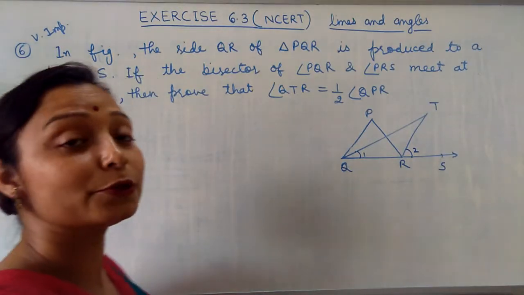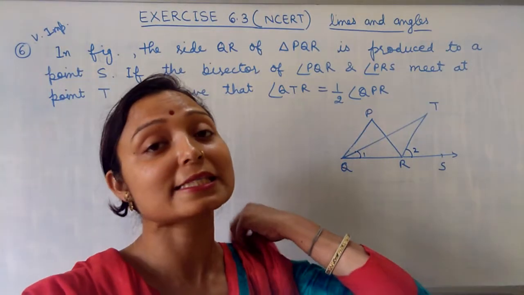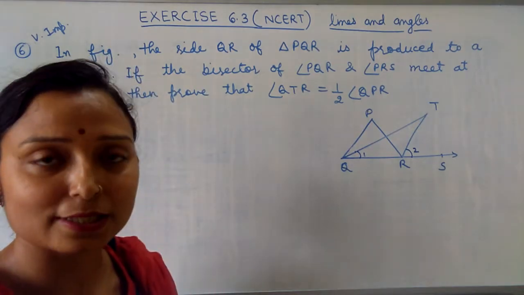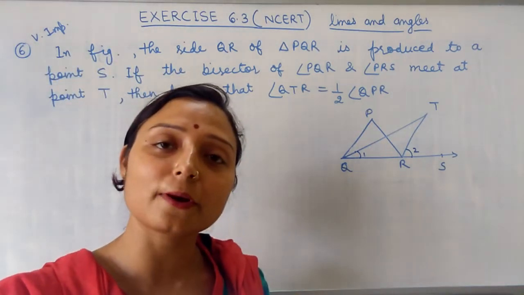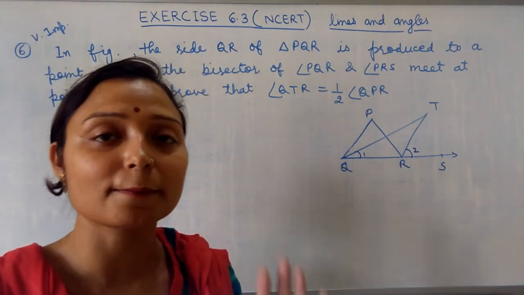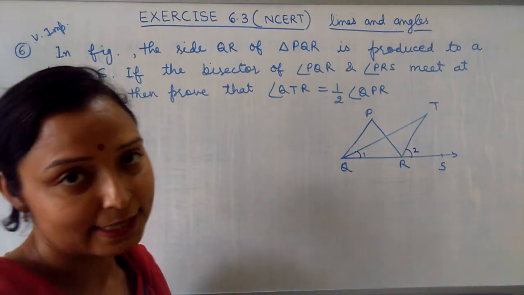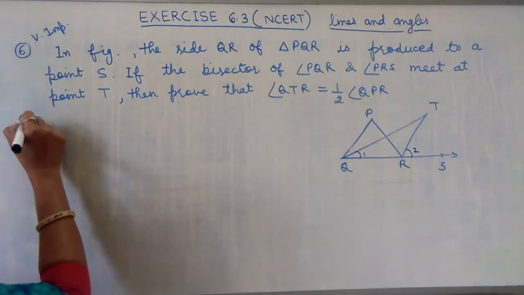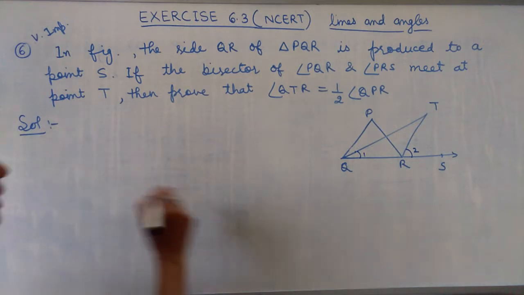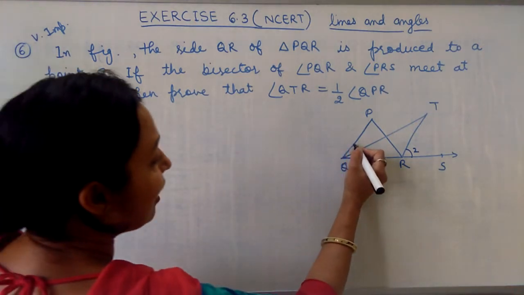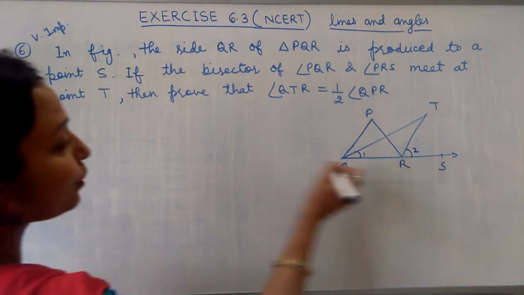Okay, so I will use one property in this question, that is exterior angle property. What is the exterior angle property? The exterior angle is the sum of the opposite two interior angles. So how will I solve it? I will use triangle PQR.